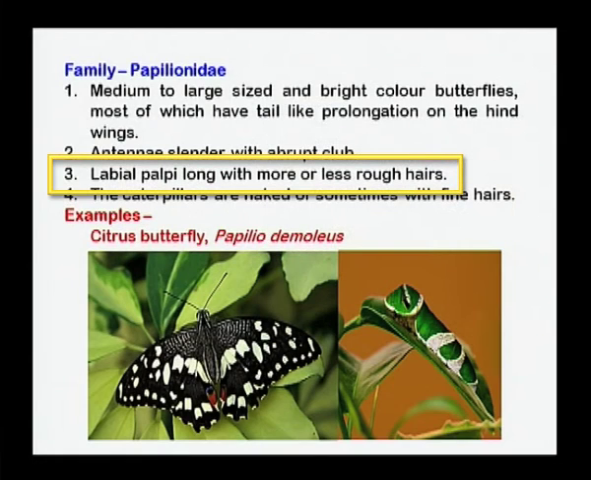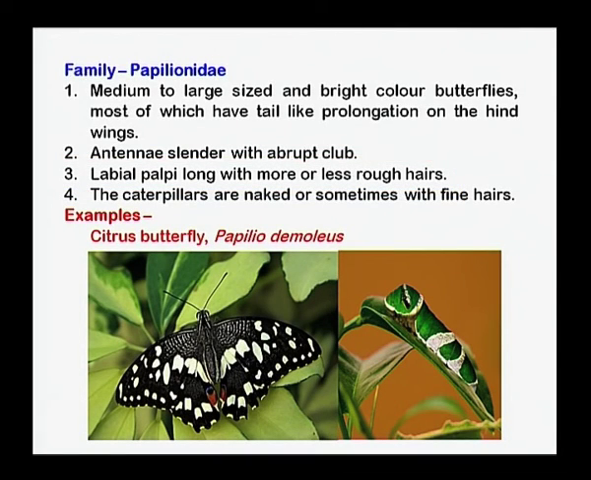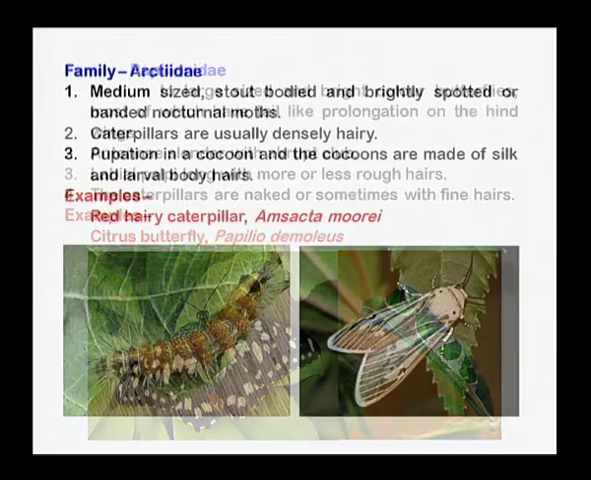Labial palpi are very long, but they are provided with hairs. Caterpillars are also provided with fine hairs. The best example is citrus butterfly.